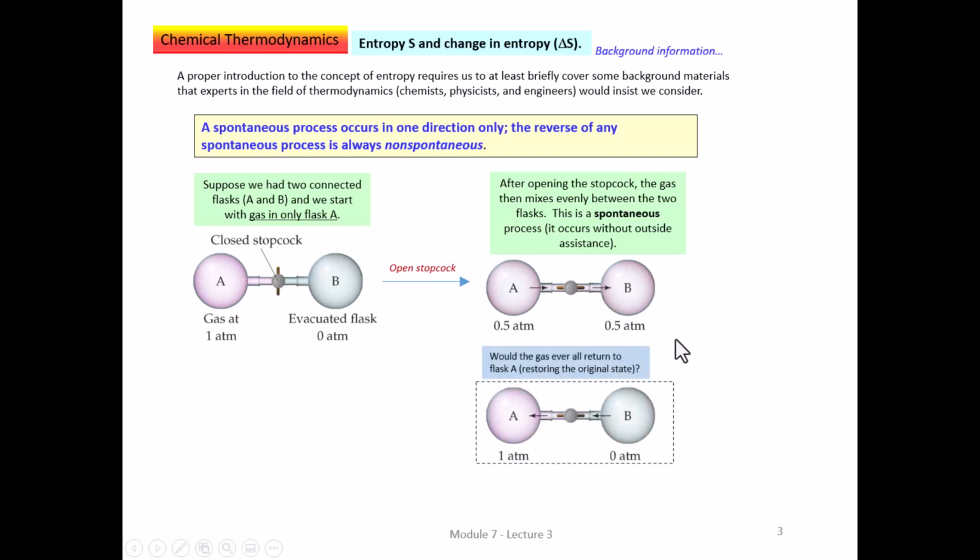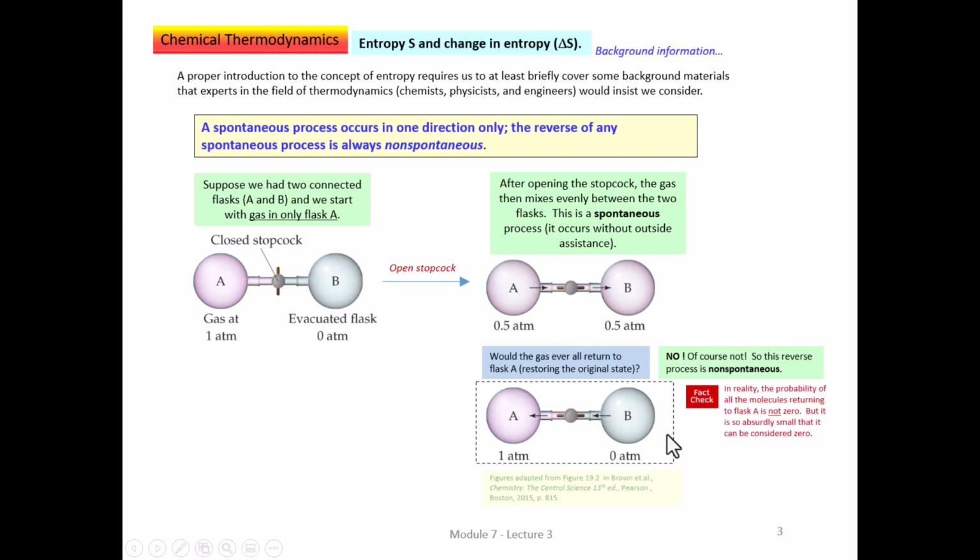Now you might ask yourself, would the gas ever all return to flask A? So could we get this situation here with the stopcock open and all the gas go back in A? And you'd say, no, of course not. So we'd say that the reverse process is non-spontaneous. We might just add that if you think about it, in reality, the probability of all the molecules returning to flask A is not absolutely zero, but it's so absurdly small that it could be considered to be zero.